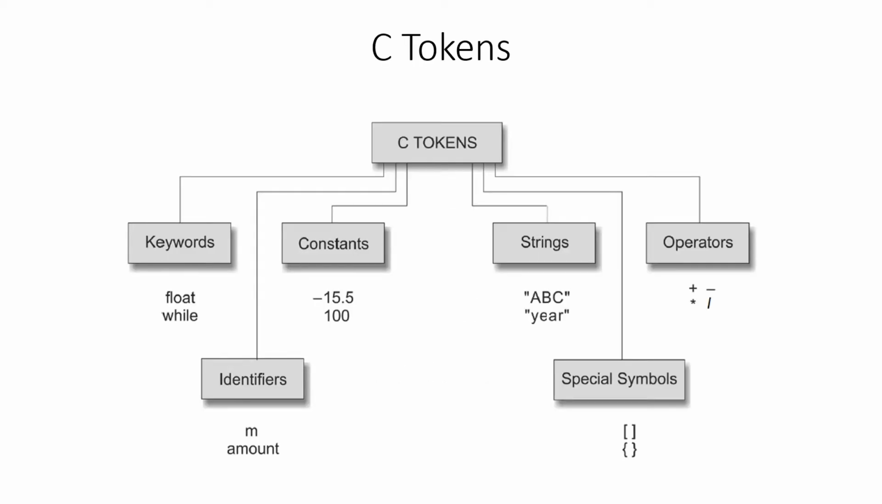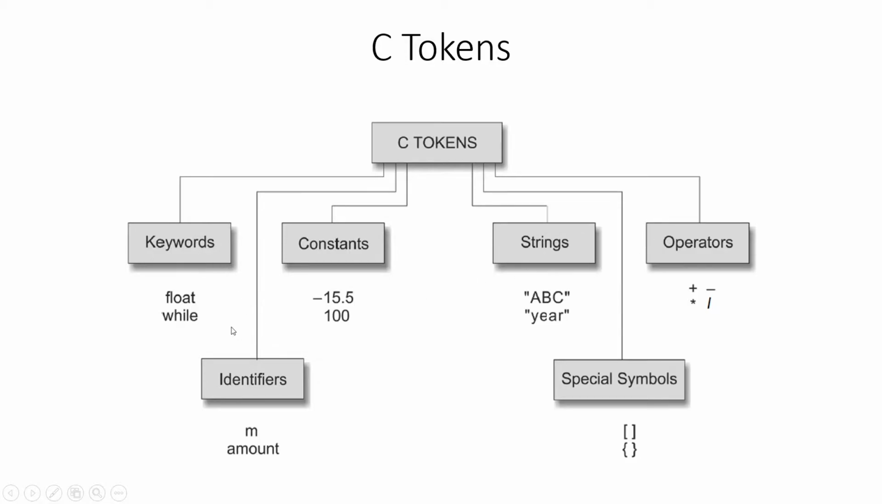Okay. So C tokens, in the last class also we discussed tokens, they are the smallest individual units in C language. It's the smallest individual units. They are called C tokens. They are broadly classified as keywords, identifiers, constants, strings, special symbols, and operators.